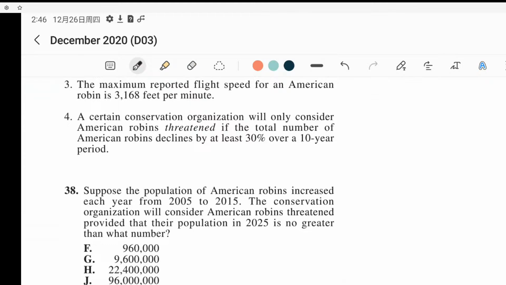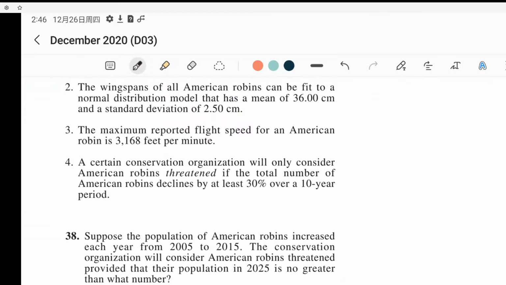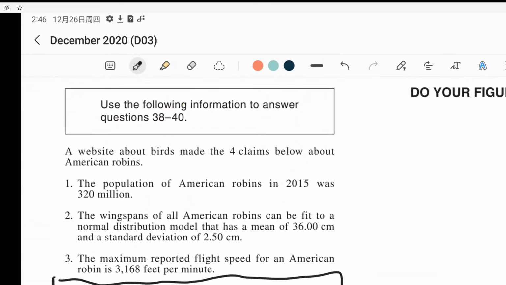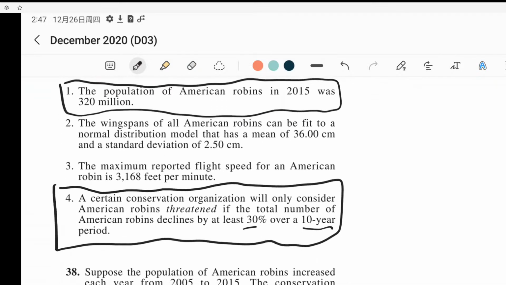Suppose the population of American robins increased each year from 2005 to 2015. The conservation organization will consider American robins threatened, provided that their population in 2025 is no greater than what number? So we can use number 4 to answer this problem. The organization will only consider them threatened if the total number declines by at least 30% over a 10-year period. So we also need number 1. We have the population is 320 million.